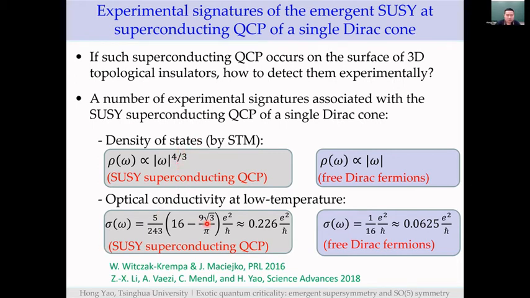The second prediction, obtained by Joseph and William, is that the optical conductivity at low temperature is also known exactly from this SUSY, which is quite different from the free Dirac fermion. So if we can measure the optical conductivity at low temperature, this is also another experimental feature of this supersymmetric quantum critical point.